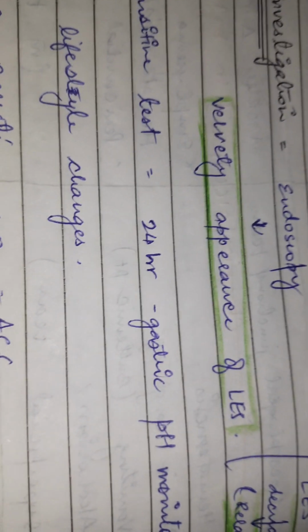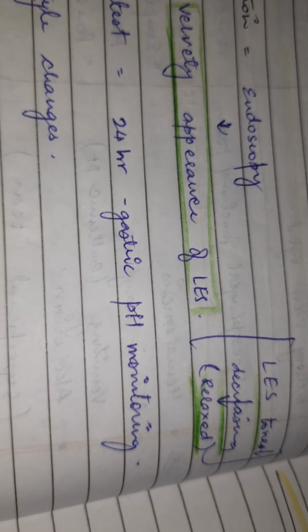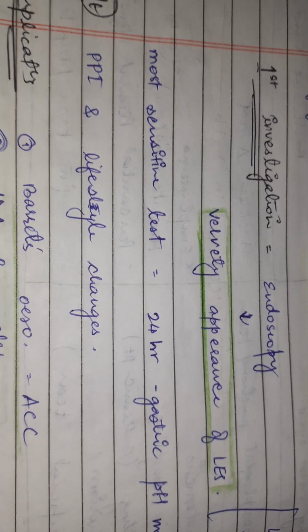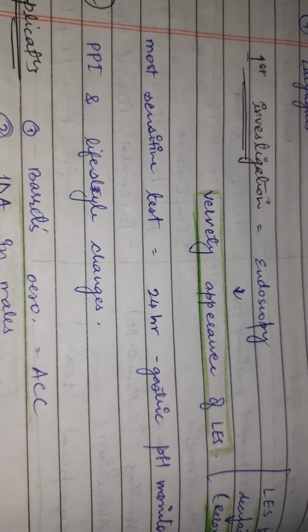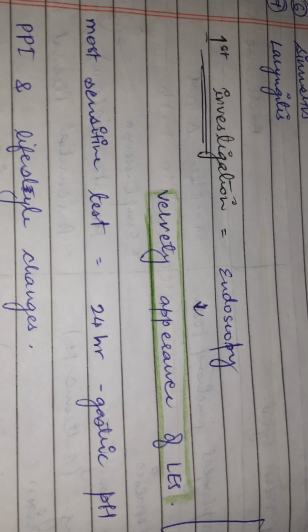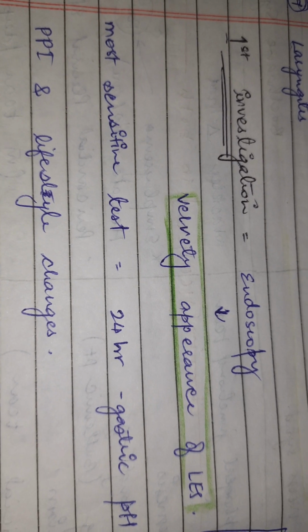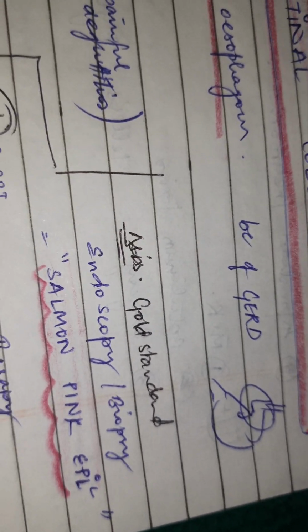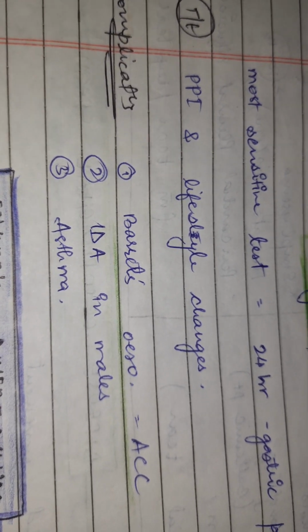The most sensitive test is 24-hour gastric pH monitoring, but we don't do that. We do endoscopy. There is a velvety appearance of the LES, whereas we see a salmon pink appearance in Barrett's esophagus. The epithelium is salmon pink, and here there is a velvety appearance of the LES. The most sensitive test is 24-hour gastric pH monitoring, but it is not done. Treatment is PPI and lifestyle changes.